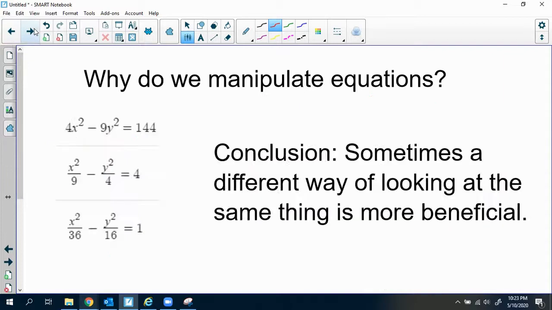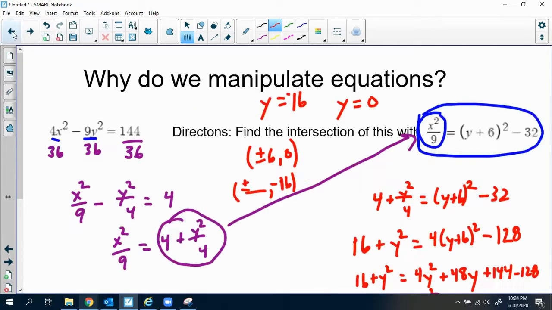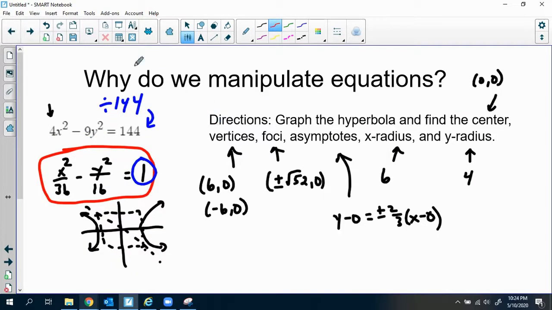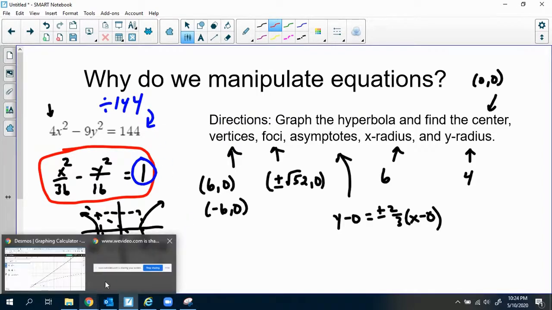So basically, the conclusion is sometimes a different way of looking at the same thing is actually more beneficial. These are all the exact same equation, they're just written in different ways. And given the directions, you may find a benefit to doing one or more different ways of looking at it.